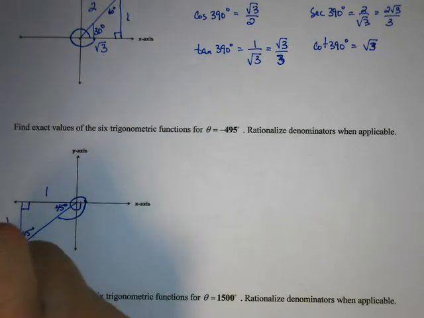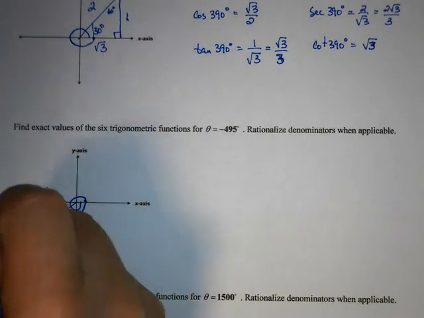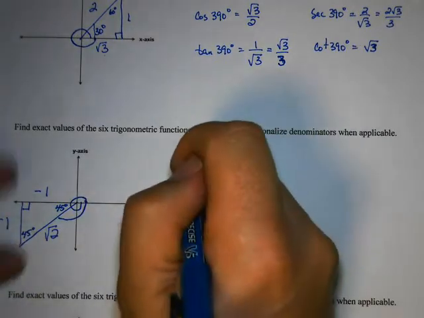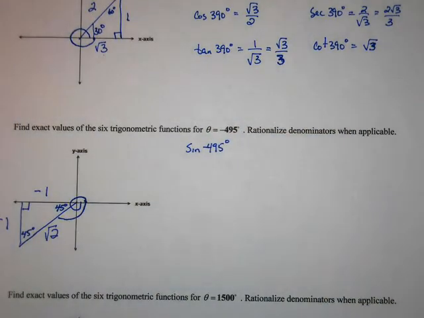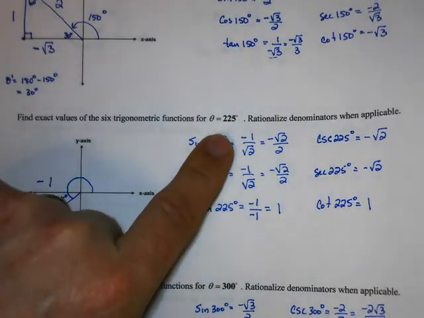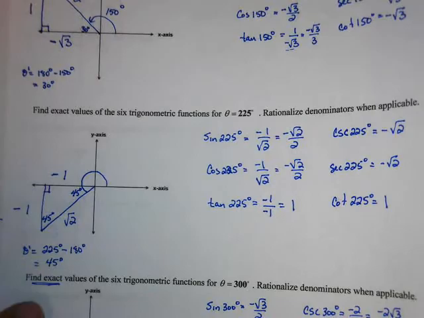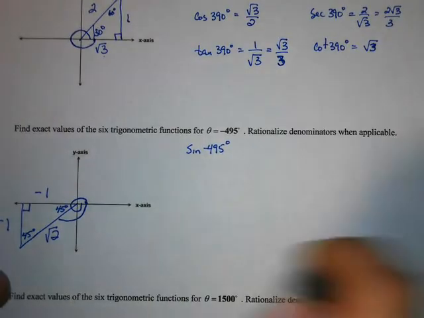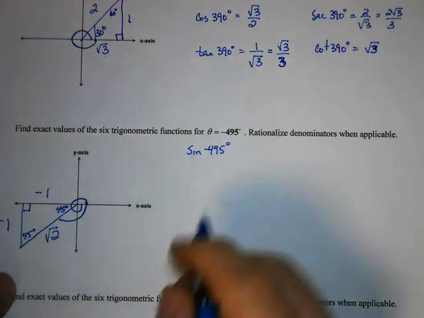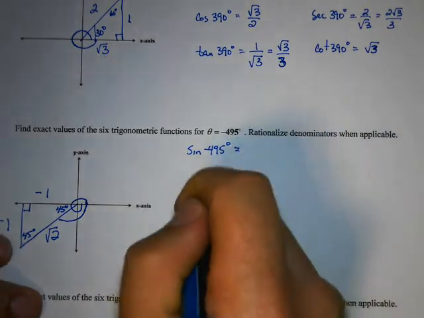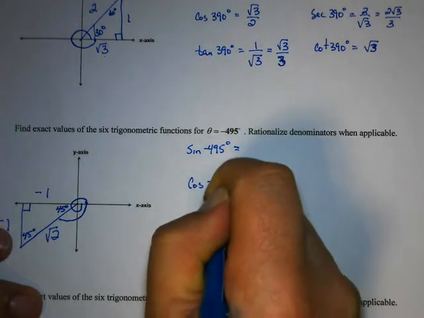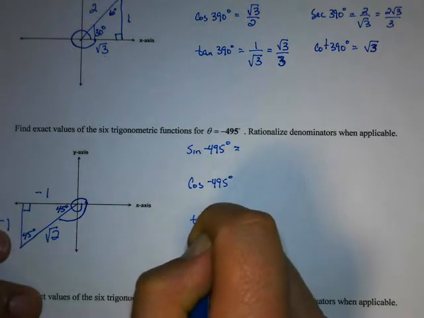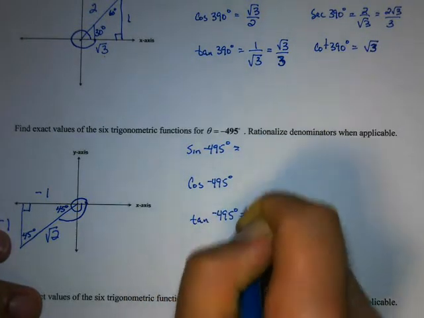So this is 1, 1, square root of 2, back and down, negative 1, negative 1. So the sine of negative 495 degrees. Now, if you recall, we had one like that, 225 degrees. We're going to get the same answers because 225 degrees and negative 495 degrees are coterminal angles. So we're actually going to get the same values here. Cosine negative 495 degrees and tangent negative 495 degrees.